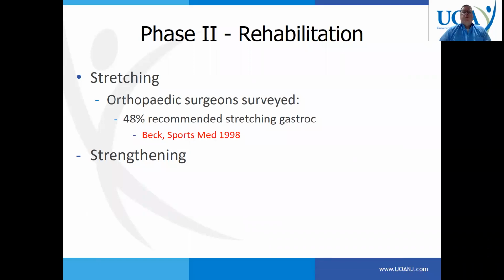So phase 2, we talk about some of the components that we want to add in our rehabilitation program. They surveyed orthopedic surgeons. 48% recommended stretching of the gastroc as being important. I think pretty much most athletic trainers and physical therapists will say stretching is important. And they'll also say that strengthening is important.